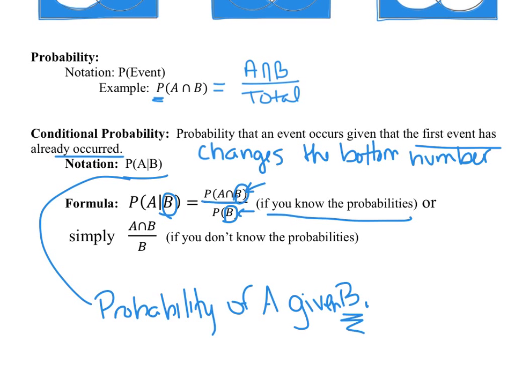If you don't know the probabilities, then it's just the number of values. So A and B is the number of values. You don't actually have to figure out probabilities every time. So it's the number of values in the intersection over the number of values in B.